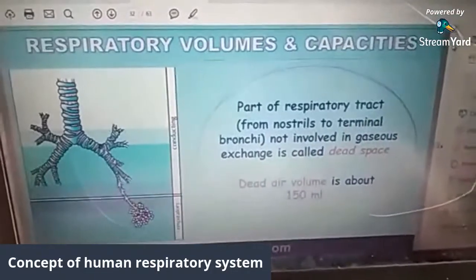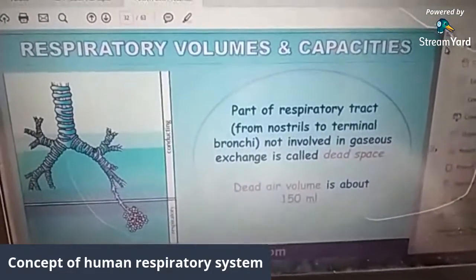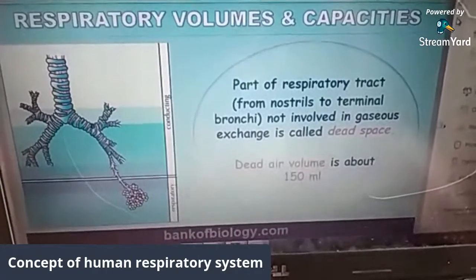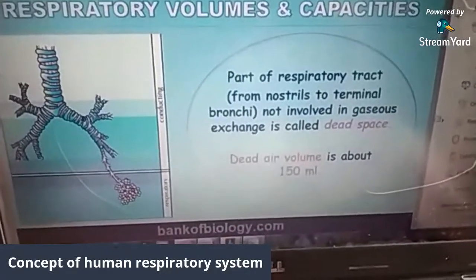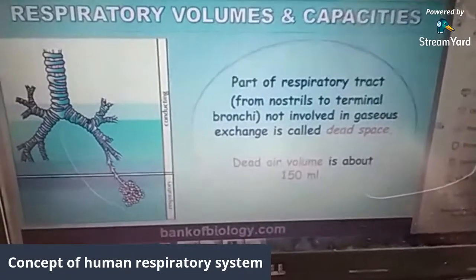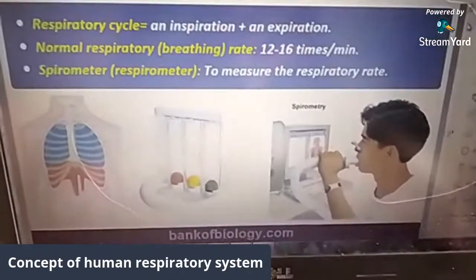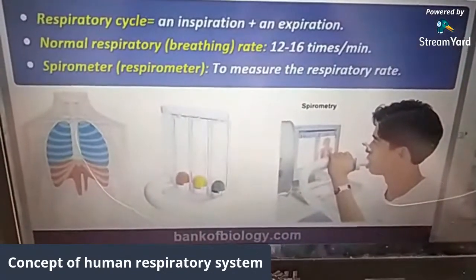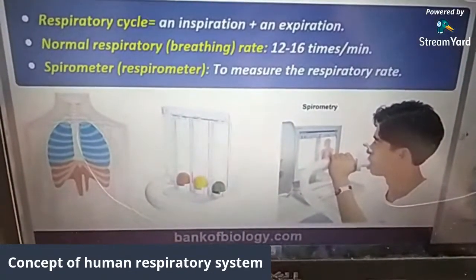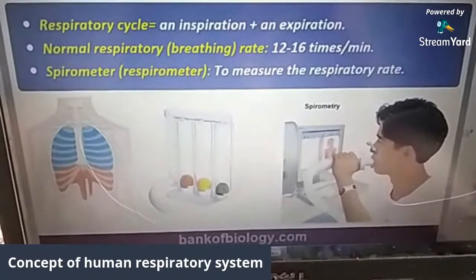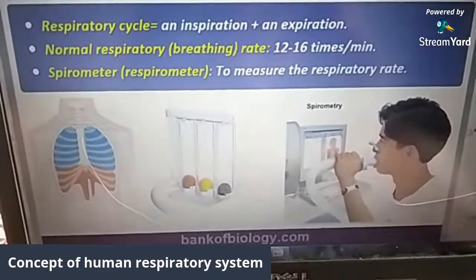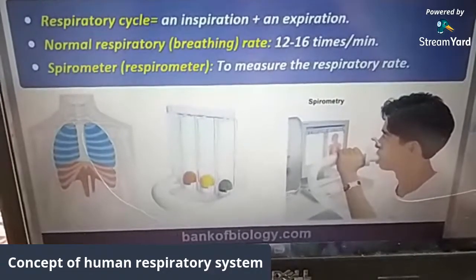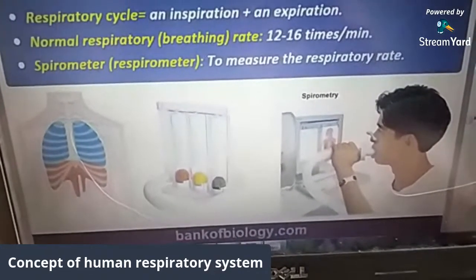Clear? So what does the dead space mean? It means the portions of the respiratory tract not involved in gaseous exchange. Respiratory cycle equals one inspiration plus one expiration. The normal respiratory rate is 12 to 16 times per minute. Next is the spirometer, used to measure the respiratory rate.